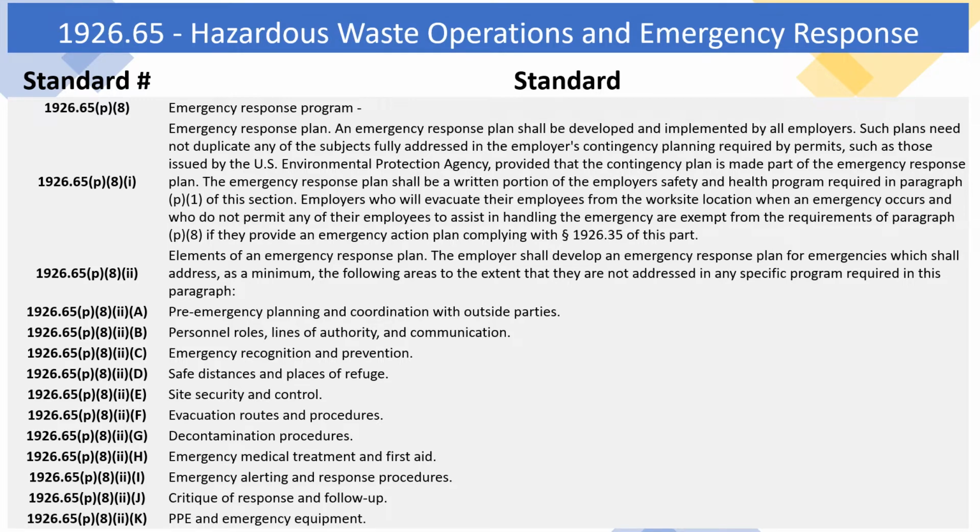1926.65 P7 Training Program. 1926.65 P7I New Employees. The employer shall develop and implement a training program, which is part of the employer's safety and health program, for employees exposed to health hazards or hazardous substances at TSD operations to enable the employees to perform their assigned duties and functions in a safe and healthful manner so as not endanger themselves or other employees.